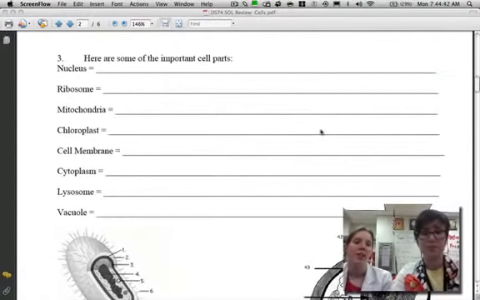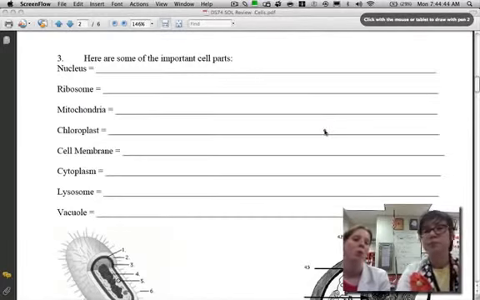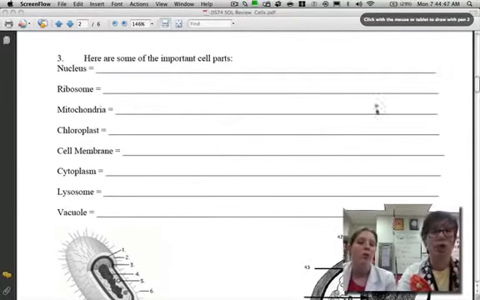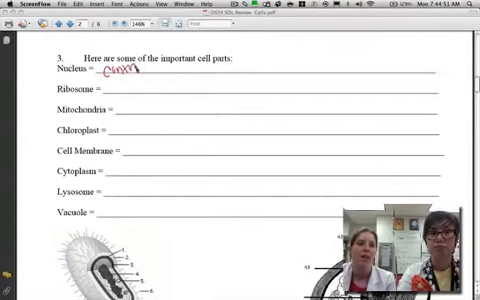Right. Okay, so now we're going to run through this list of the most important organelles and what they do. Starting with the nucleus. The nucleus is the control center of the cell, and that's because it has what molecule inside of it? It has DNA. That's super important. So let's write control center of the cell. And it contains our DNA.